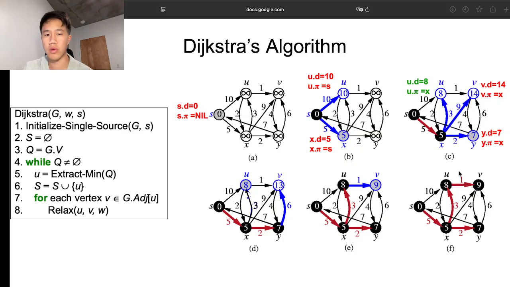Okay, so at the end, the value of each node represents the shortest path from the source node to itself. So that's all for Dijkstra's algorithm. It's plain and simple, but very effective. And that's all for today. Thank you very much.